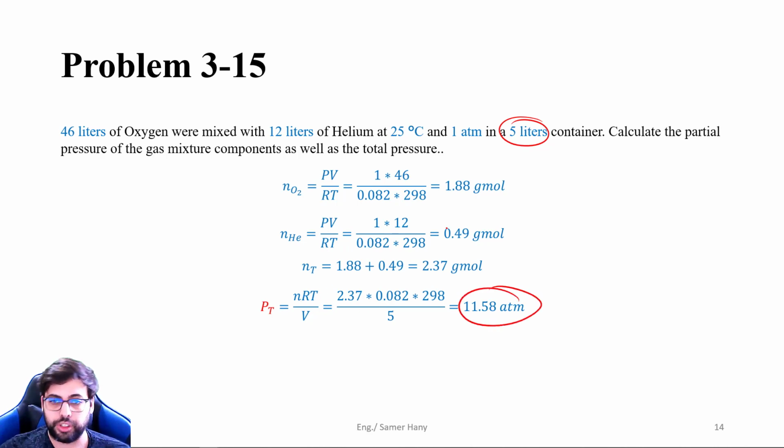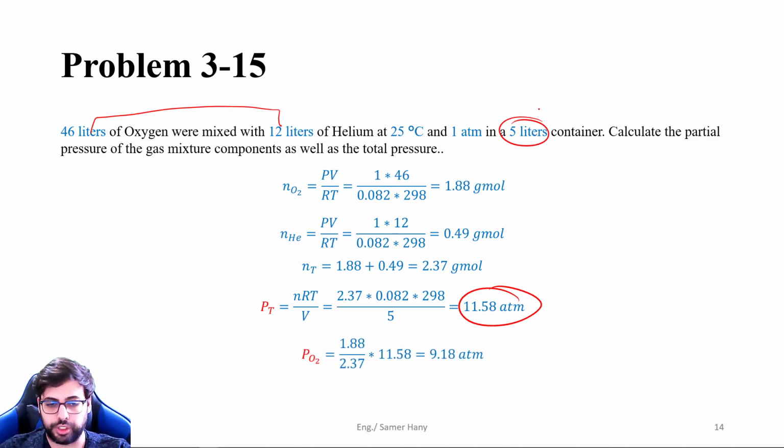We can get the total pressure, and as we see, it was pressurized to over 11 atmospheres to be able to take up the two components or compounds into this smaller volume. Okay, and to get the partial pressure for each of the gases, it's just simple substitution. We get the number of moles for each one over the total number of moles multiplied by the total pressure, and we can get their partial pressures inside the container.